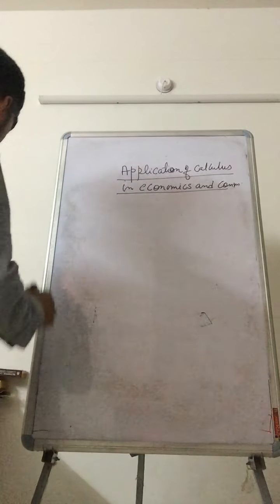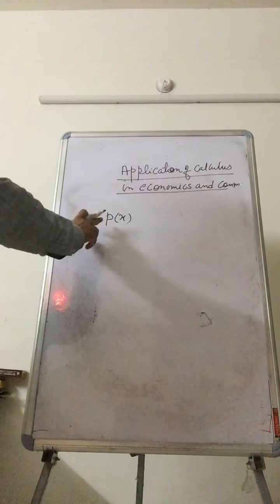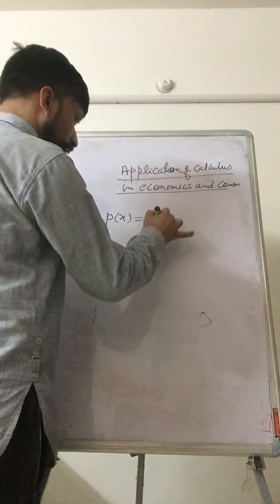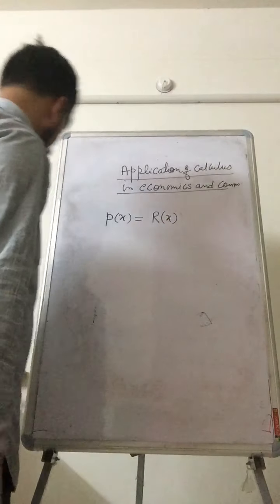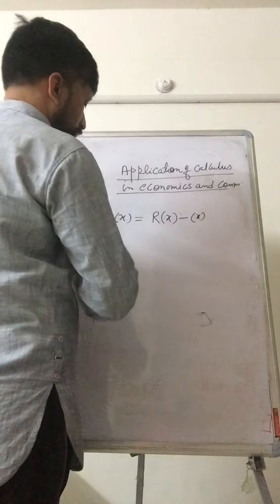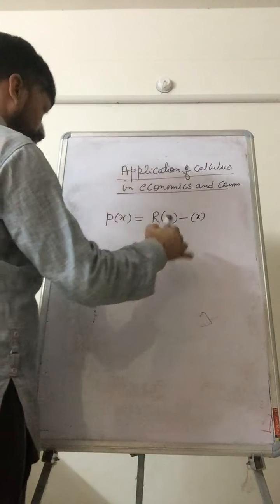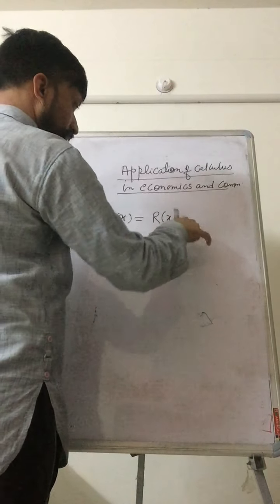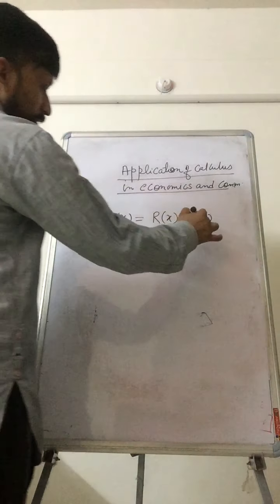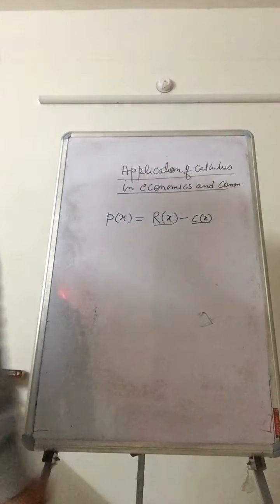Third one is profit function. Profit function we represent with Px. P stands for profit. Profit function is equal to revenue function, how much a person is collecting, minus cost function. If you subtract cost function from revenue function, you will get profit function.